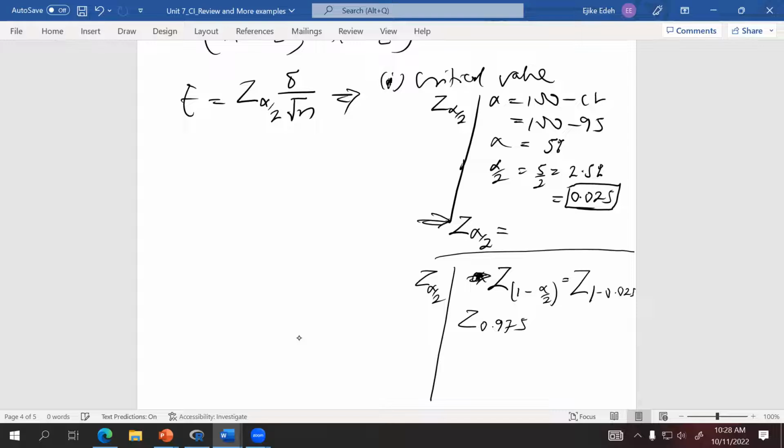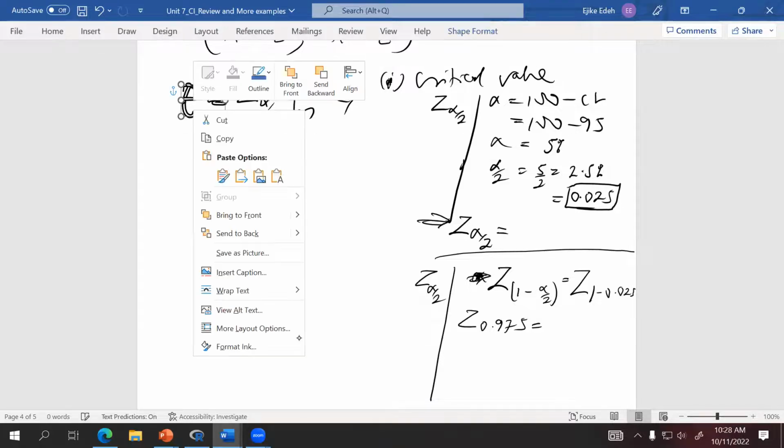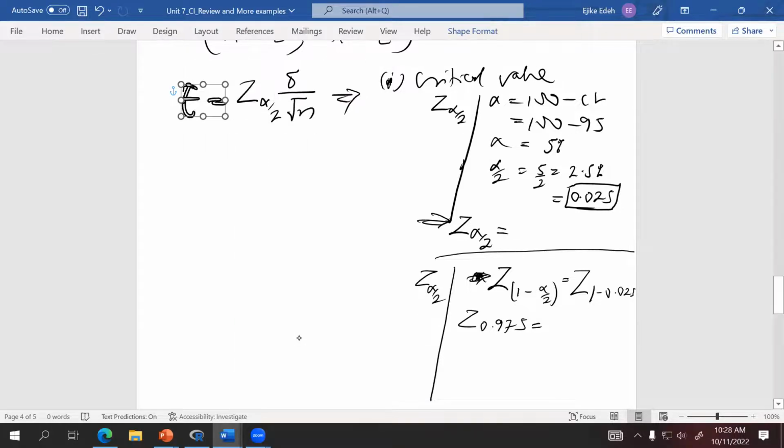If you look for this area, you're going to get the positive value straight, but if you look for the first one, you're going to get the negative value. But bear in mind that the margin of error is a positive number. So the value you're going to be using for the critical value in this computation, everything must be positive. Okay, so let's go ahead and look for 0.025 first before we look for 0.975. I'll go to that table again.